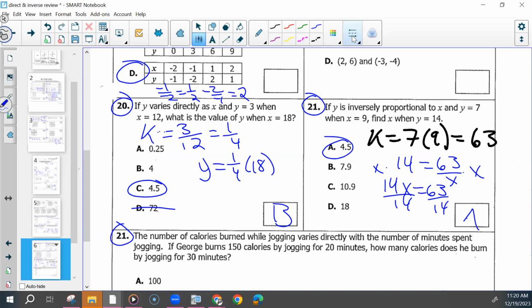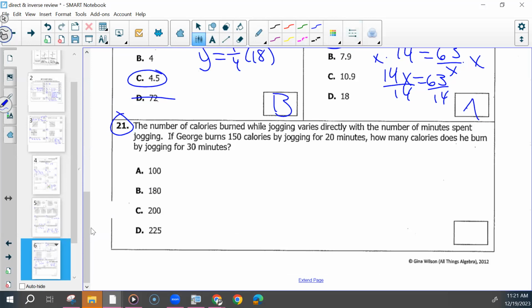Questions on either of those 20 or 21 before we do the word problems here? Okay. Word problems. The number of calories burned while jogging varies directly with the number of minutes spent jogging. If George burns 150 calories by jogging for 20 minutes, how many calories does he burn for jogging for 30 minutes? What's important? Varies directly, yes. 150 calories. 20 minutes. 30 minutes. How many calories does he burn? Burn is what that's supposed to say. It does not say that, but pretend it does.